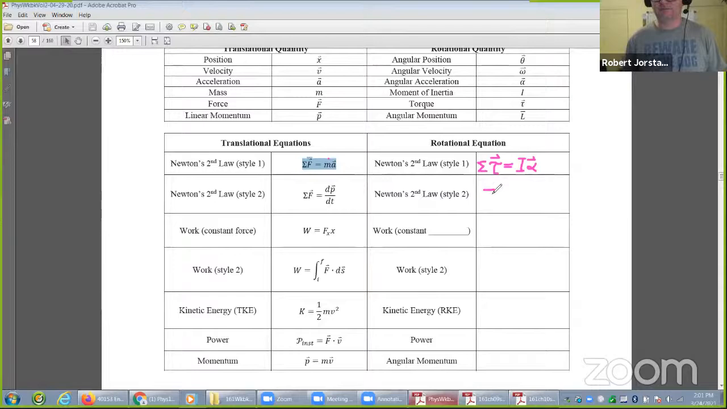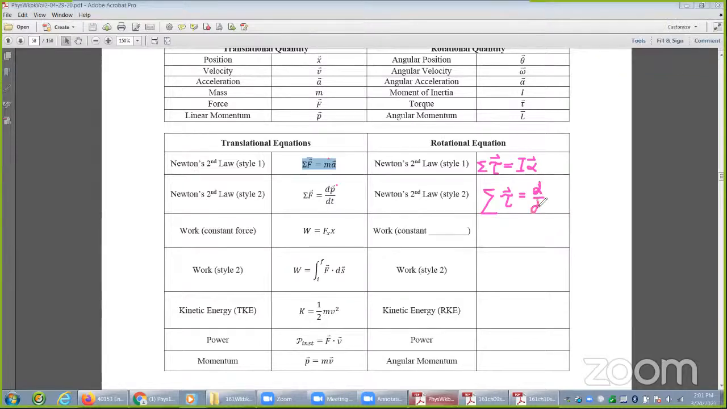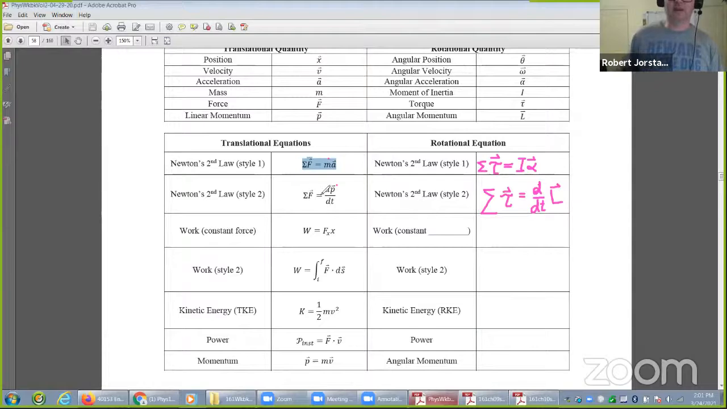So let's try another one. Sum of torques should equal, instead of momentum, we are going to use angular momentum. Now let's take this a step further, people. This equation, if there's no net force, what was conserved?